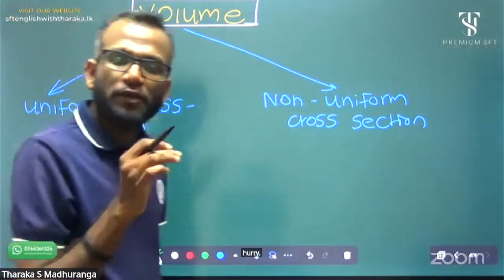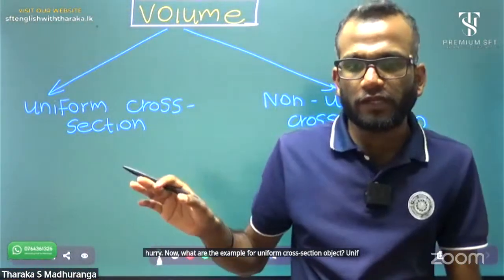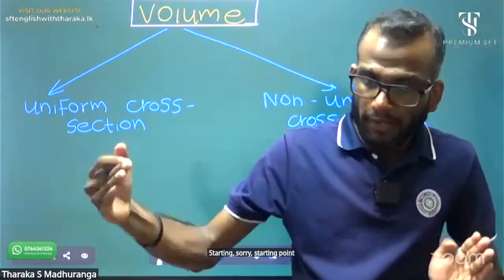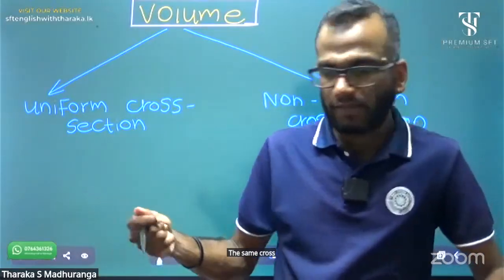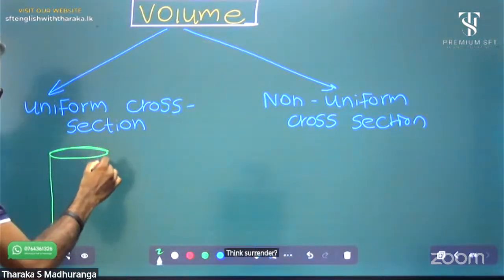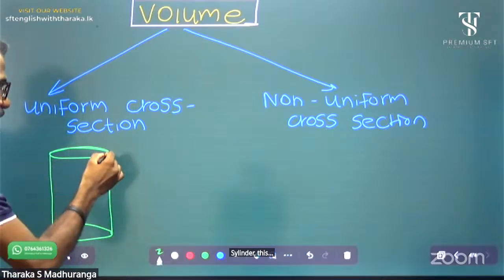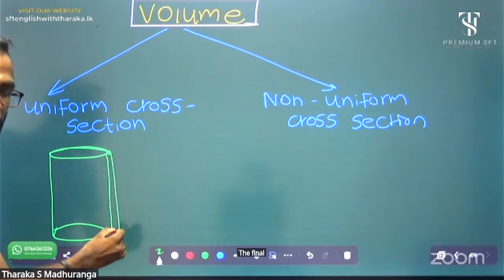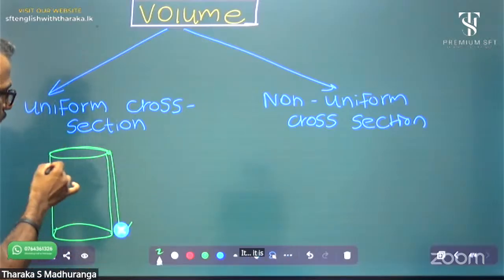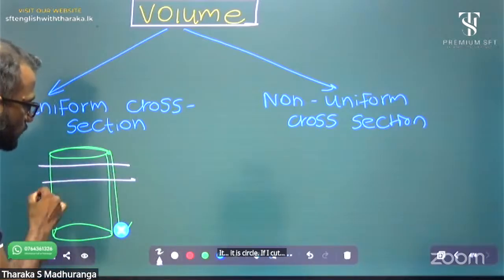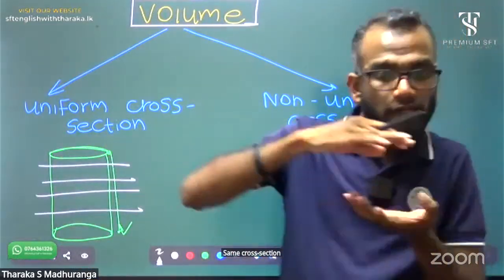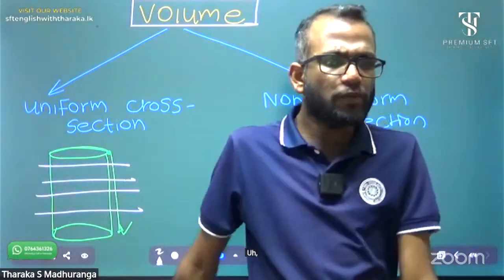Now, what are the examples for uniform cross-section objects? A uniform cross-section object means from the starting point to the end it has the same cross-section. As an example, think of a cylinder. From this point to the final point, it is the same cross-section, right? It is a circle. If I cut any surface, it's the same cross-section shape, a circle. They are uniform cross-section objects.